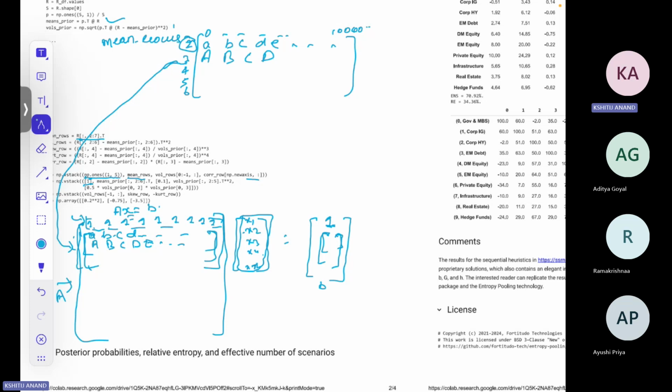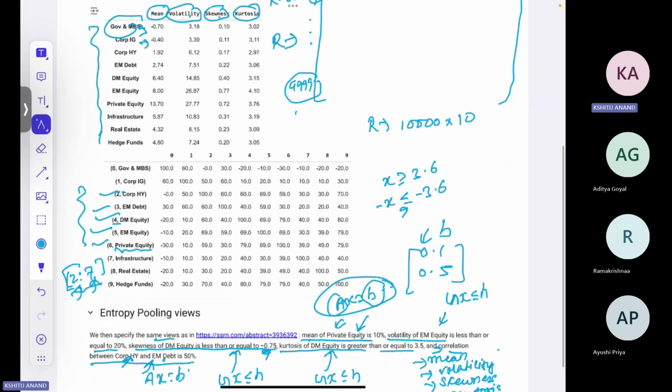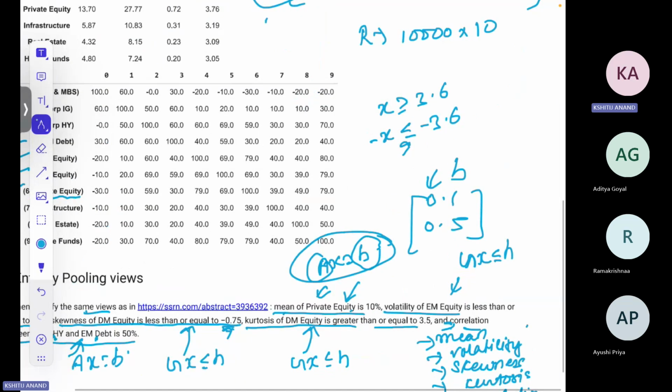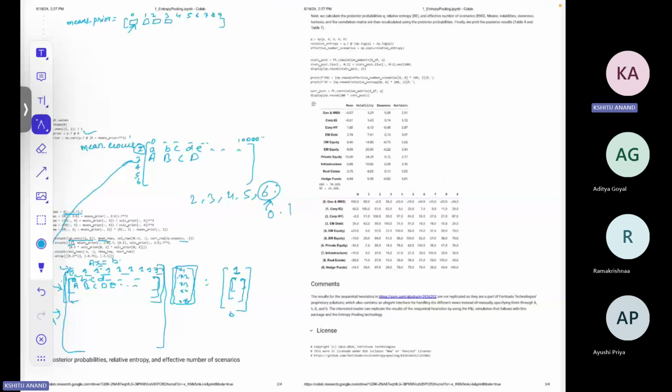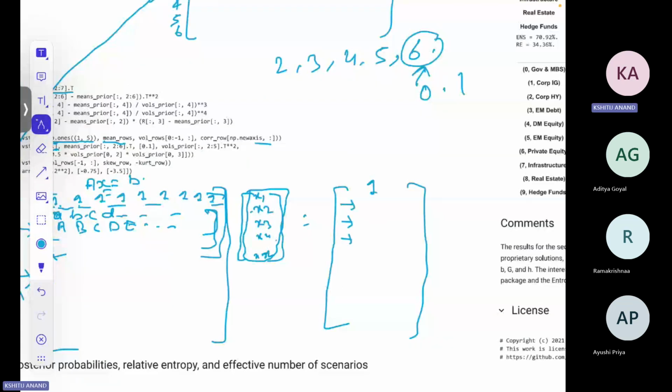Everyone, let us discuss. This is interesting. There are basically five assets, 2, 3, 4, 5, 6, for which we are expressing mean. Now, for this sixth asset, which is private equity, you are saying that the mean of private equity is 10%. So for this sixth asset, you are saying its mean is 0.1. Now let us see how you will do this. Here you have 1, 2, 3, 4, and 5. This is the mean return of assets 2, 3, 4, 5, and 6. You have a view, right? Your view for this sixth asset is that its mean is 0.1. So you will put 0.1 over here.